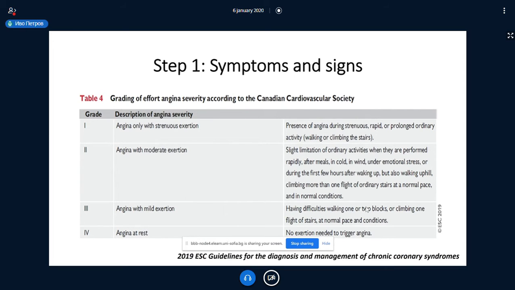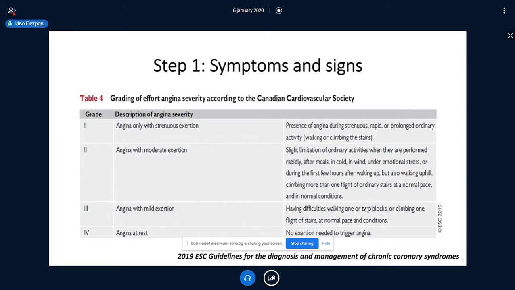Third functional class is the angina with very mild exertion. So having difficulties walking 1 or 2 blocks without uphill situation, or climbing just 1 flight of stairs, this is already third functional class.